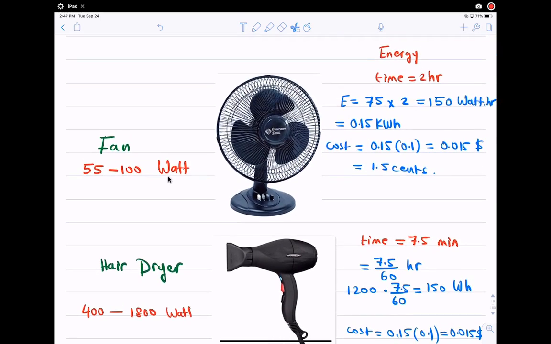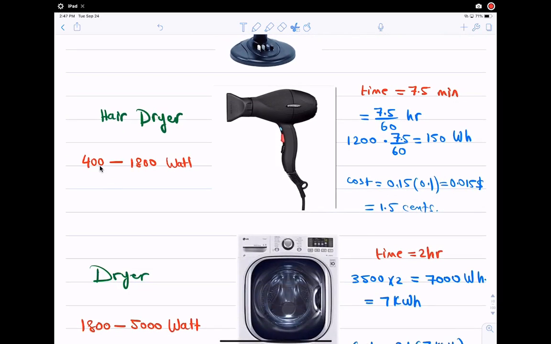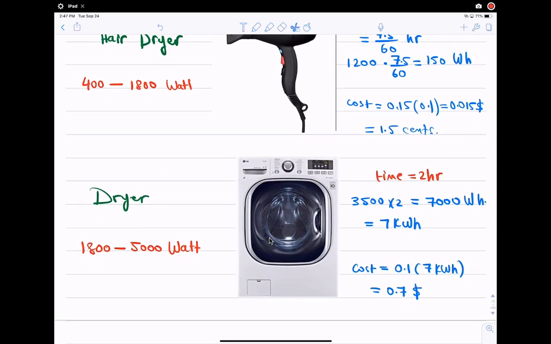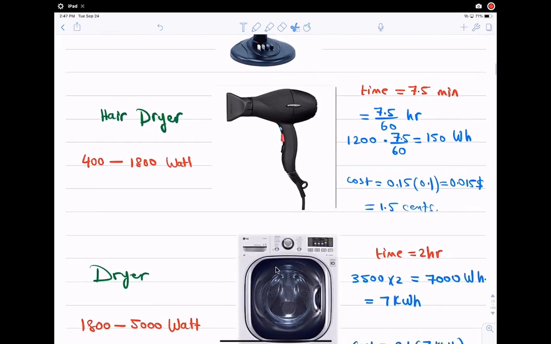Power has the unit watts. For the fan, normally the fan works between 55 to 100 watts. You can say on average 75 watts. The hair dryer uses on average between 400 and 1800. Maybe the average is 1200 watts. And the clothes dryer uses between 1800 and 5000 watts, on average 3,500 watts. So this is the highest. If we use the entire machine for only 1 second, then here you'd pay the most.